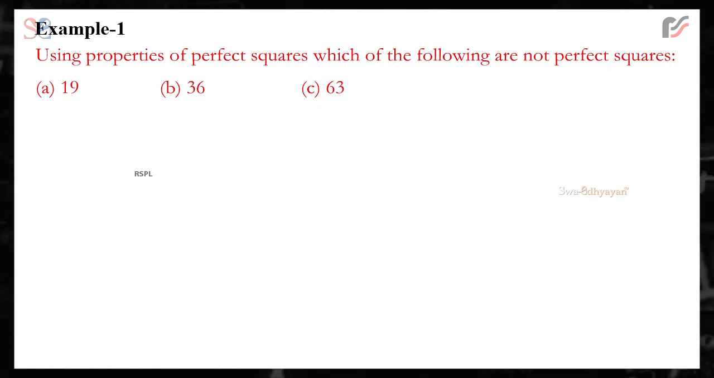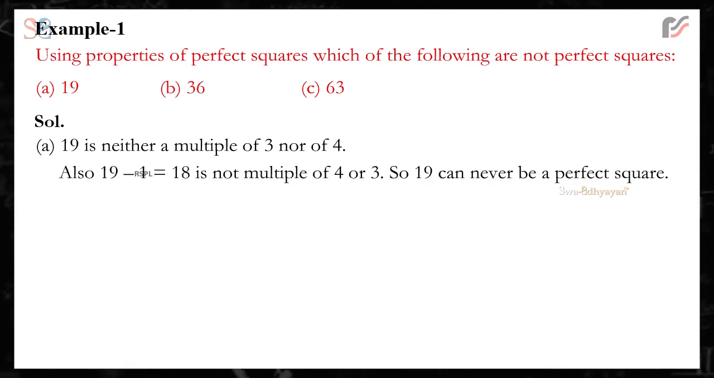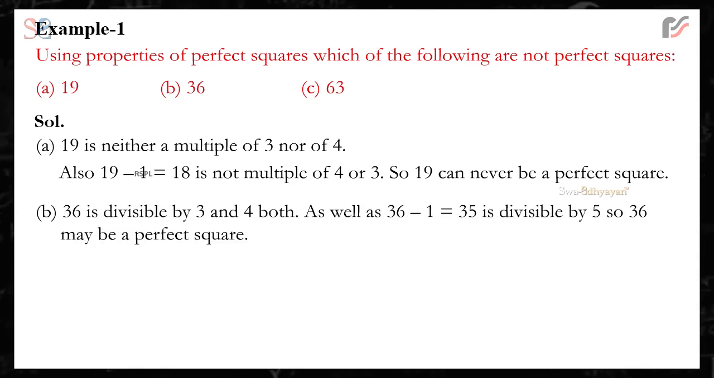Example 1. Using properties of perfect squares, which of the following are not perfect squares? A. 19, B. 36, C. 63. Solution. A. 19 is neither a multiple of 3 nor of 4. Also, 19 minus 1 is equal to 18, which is not a multiple of 4 or 3. So, 19 can never be a perfect square.